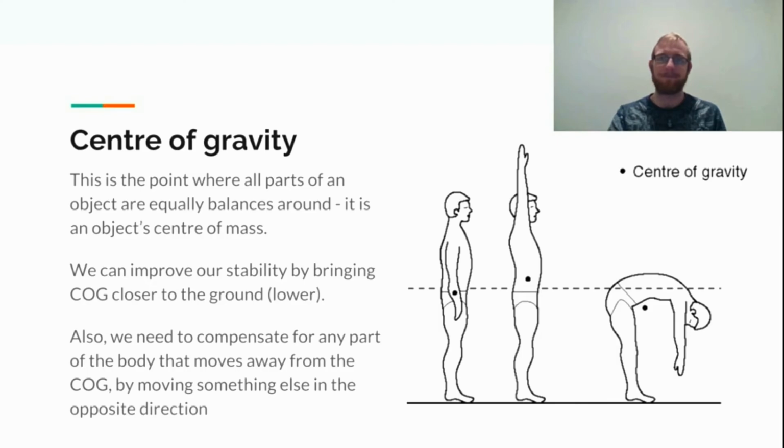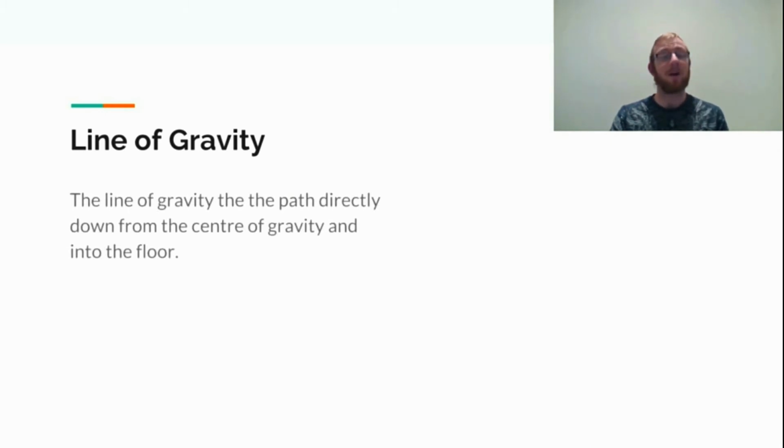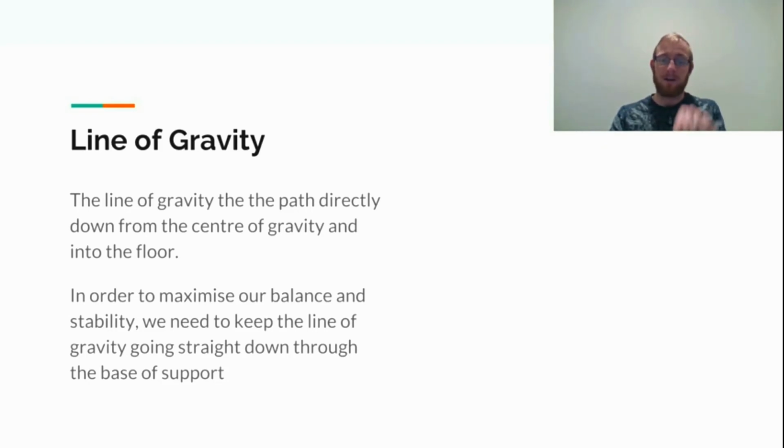Alright, the third component of balance and stability is line of gravity. The line of gravity is the path directly down from the center of gravity into the floor, straight down. In order to maximize our balance and stability, we need to keep our line of gravity going straight down through our base of support. So if we remember, the base of support was the area that the points of contact make on the floor. So we want our line of gravity going straight through the middle of that. That will be when we are most stable.